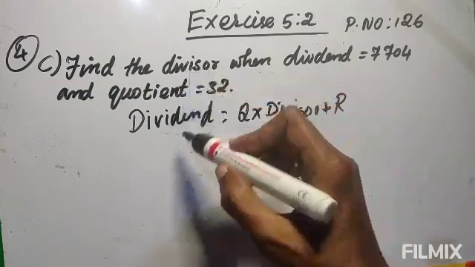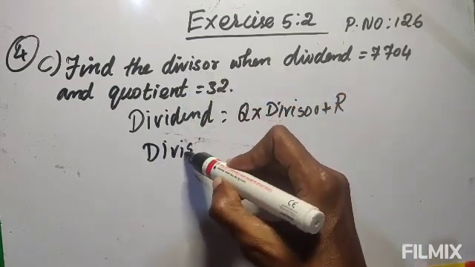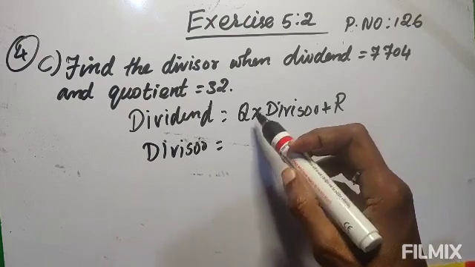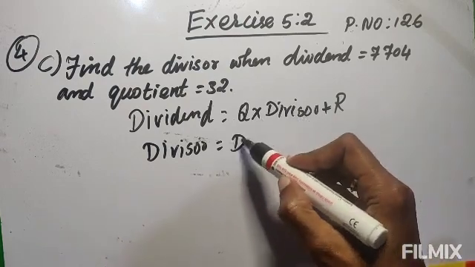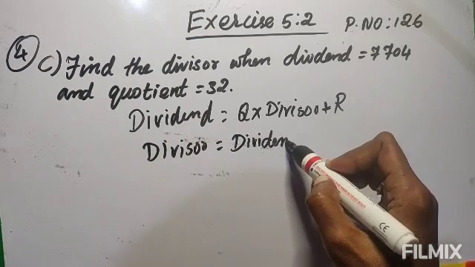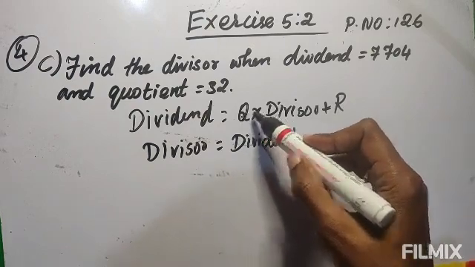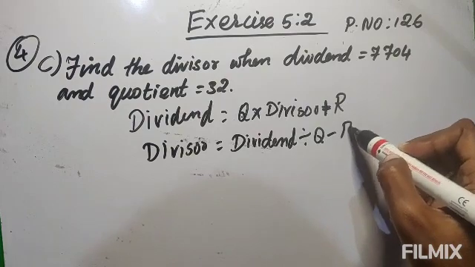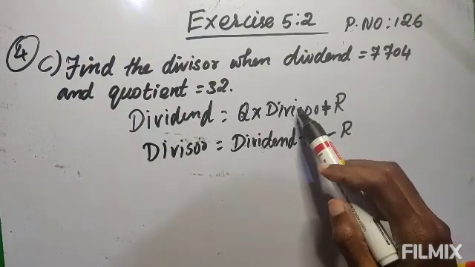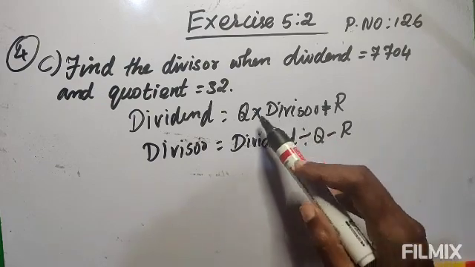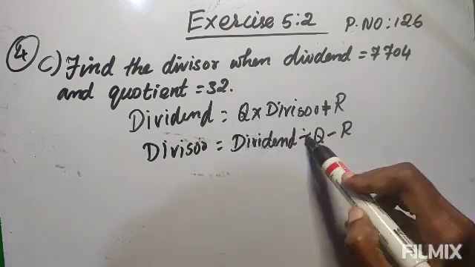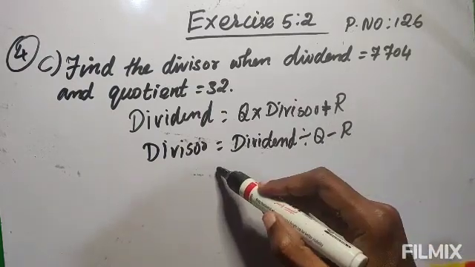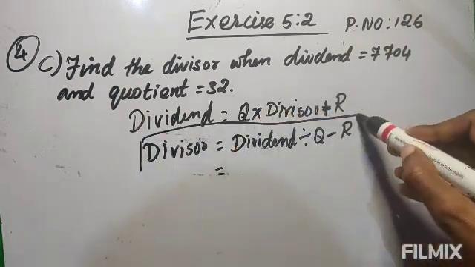Now we have to find the divisor. To find the divisor I told you it is the opposite. So in the divisor place, dividend will come, since we are going to find the divisor. Here it is multiply quotient, but here we have to divide by quotient. And here it is plus remainder, but here it will be minus remainder. This is the formula. Now let's do the sum.